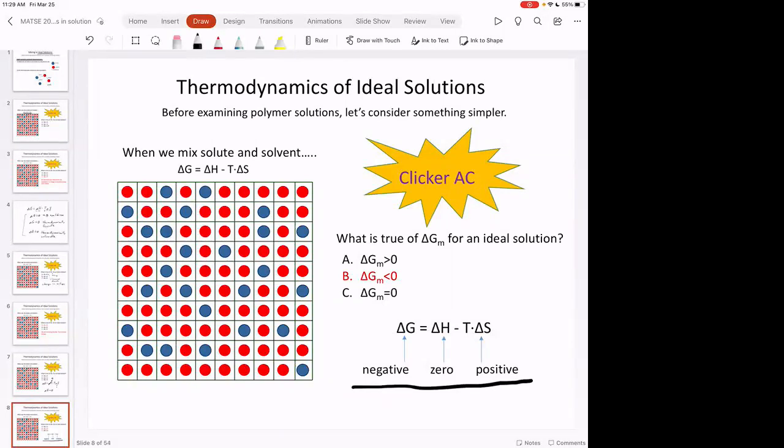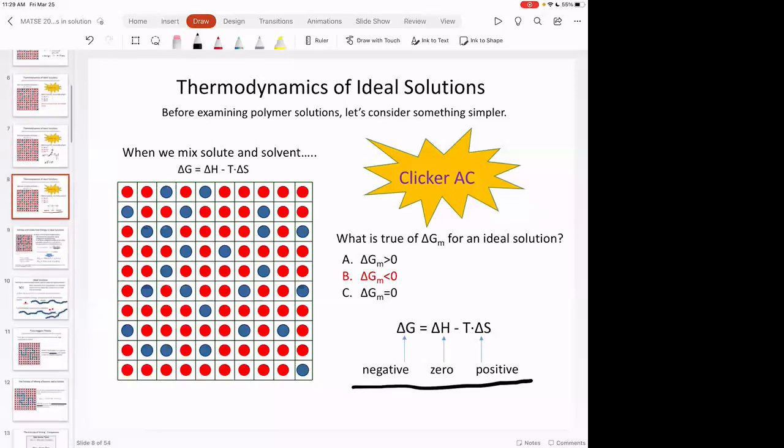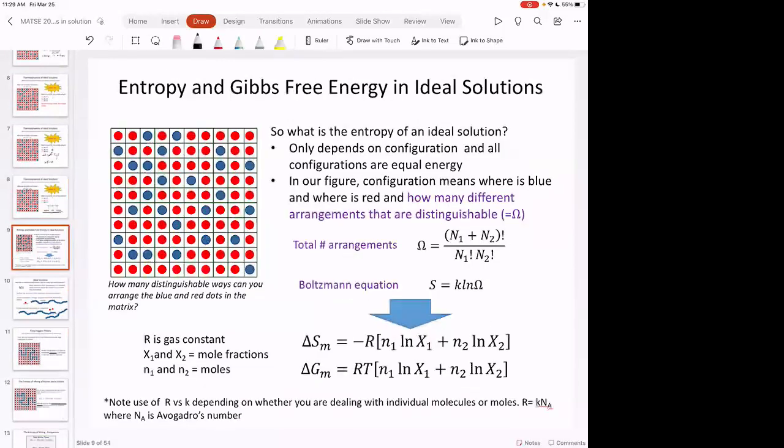Is everyone okay with that? Yeah, so if we change delta H, it's not an ideal solution. We're out of that regime. All right, so that's really important to think about because for any chemical process, you could take a shot at figuring out what the sign of delta G is, and that tells you a lot about the situation.